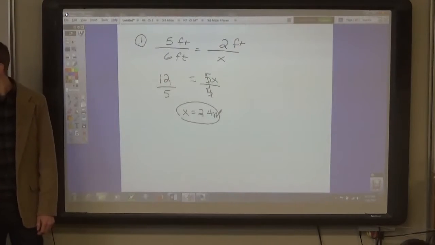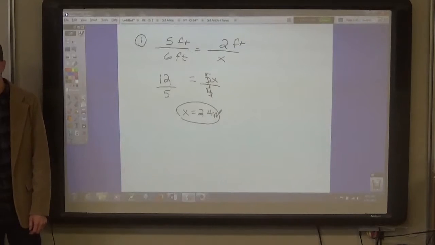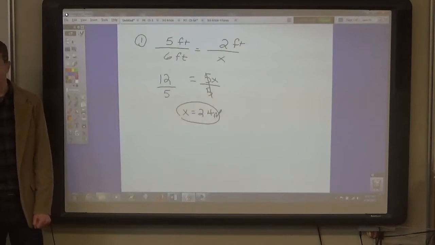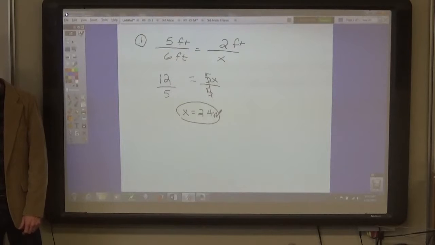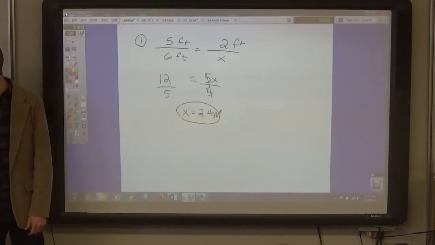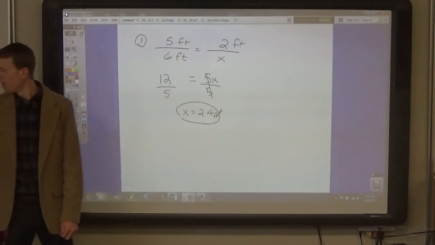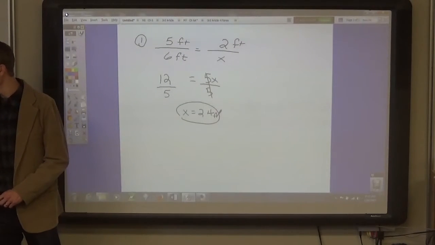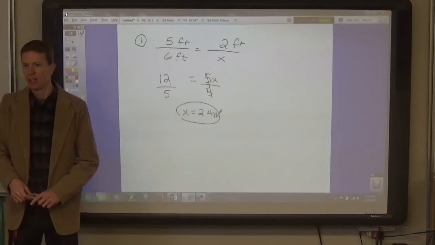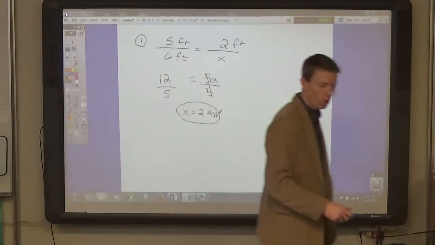Do number 2 and number 3 in the same way, writing a proportion and solving. Then, in number 4, you're given two triangles. And I want you to solve and find y on the given triangle as well. Alright? So do 2, 3, and 4 for Monday.